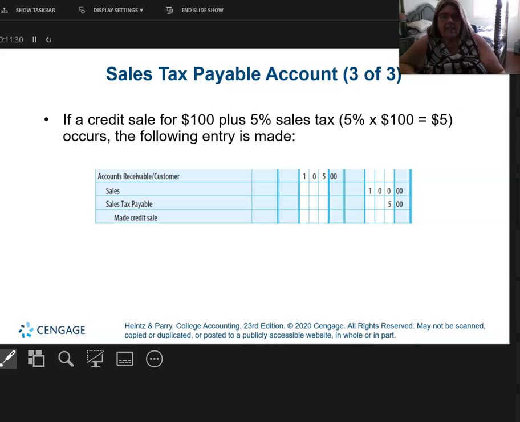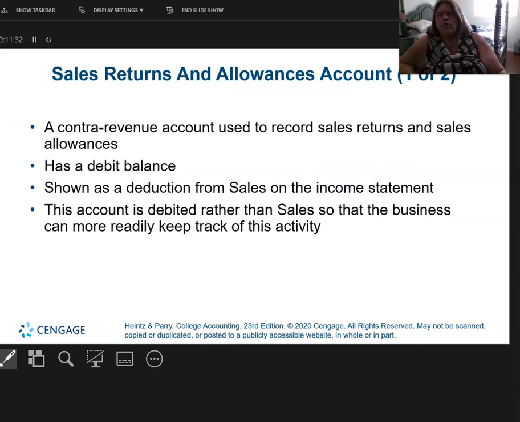Next, we're going to look at sales returns and allowances. A sales returns and allowances account is called a contra revenue account. This is very similar to the accumulated depreciation, which is a contra asset account. But a contra revenue account is the opposite of the sales. It normally has a debit balance, whereas sales normally has a credit balance. And it'll be seen on my income statement. I debit this account so that I can actually see how much I have in returns and allowances. Let me show you what it's going to look like on a journal entry.